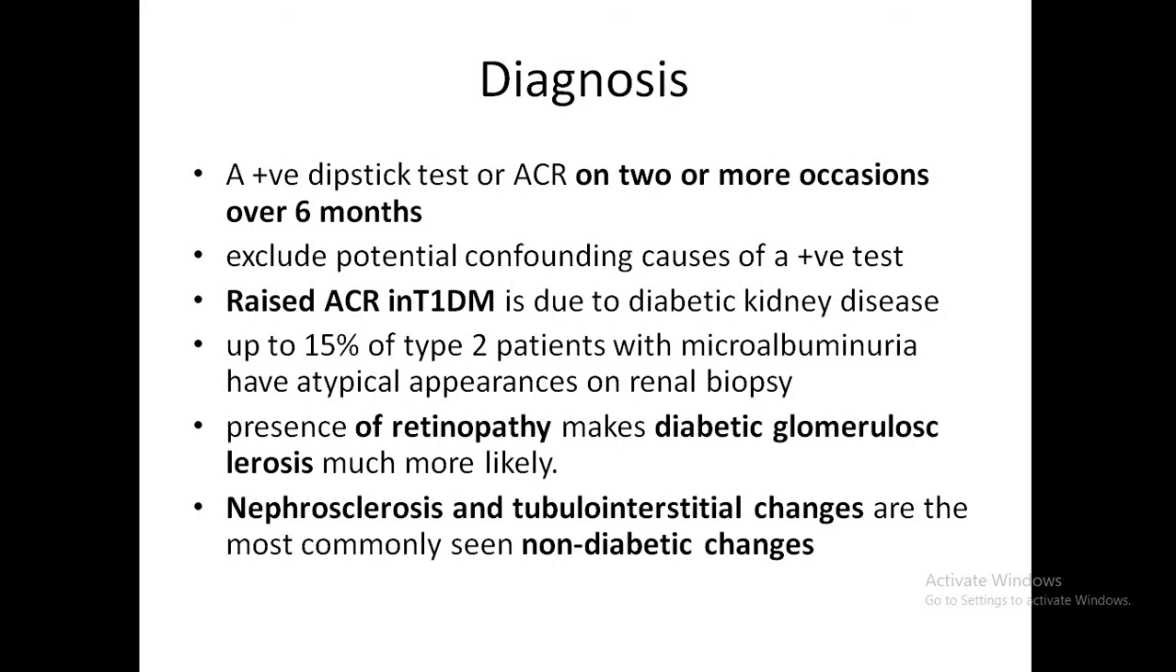Up to 15% of type 2 diabetes with microalbuminuria have atypical appearance on renal biopsy. Presence of retinopathy makes diabetic kidney disease and glomerulosclerosis much more likely. And non-diabetic changes in the renal histology are nephrosclerosis and tubulointerstitial changes. So they are not dependent on the diabetes.